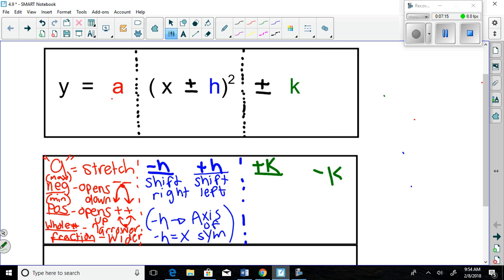So plus K means you're shifting up, and minus K means you're shifting down. It's also your min or max, depending on that A. And then lastly, it's your y coordinate of your vertex.